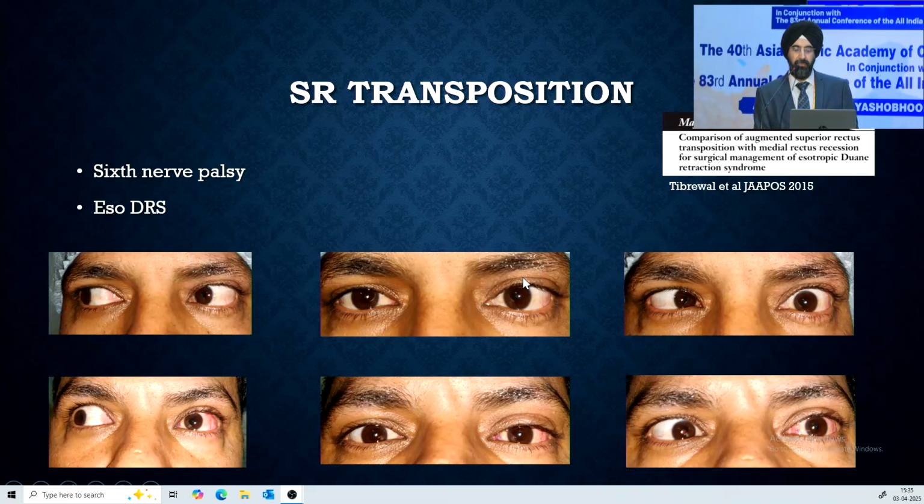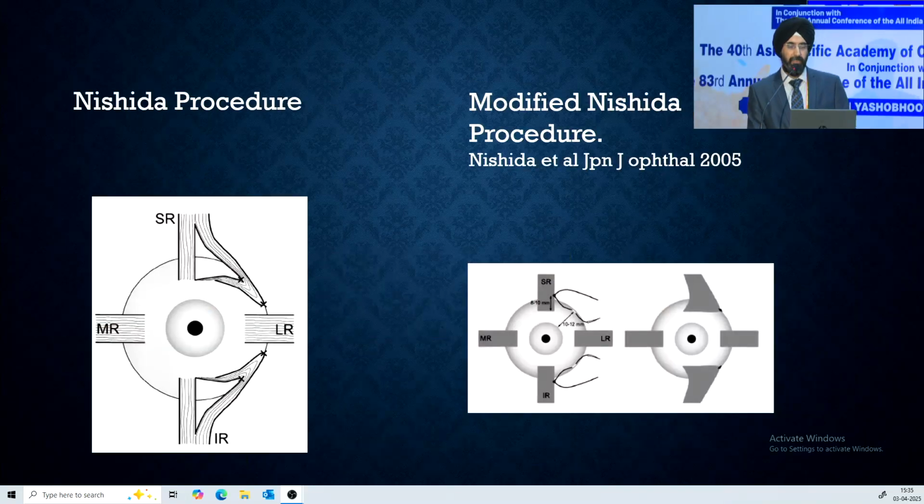probably a superior rectus transposition to the lateral side would help in the abduction as well. If you see here, there is some amount of abduction. Obviously, you cannot get a full range of movement here. The eye is centered here as compared to this, and there is some abduction here. So with just a medial rectus recession and a superior rectus transposition, we are able to get a good result in these cases. So that's basically what the transposition procedure was.